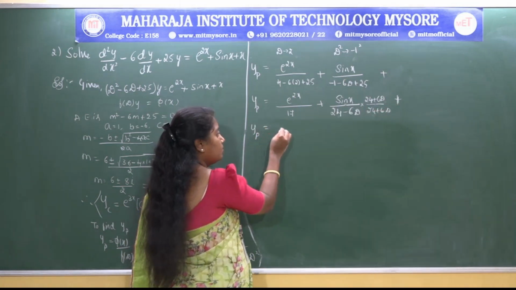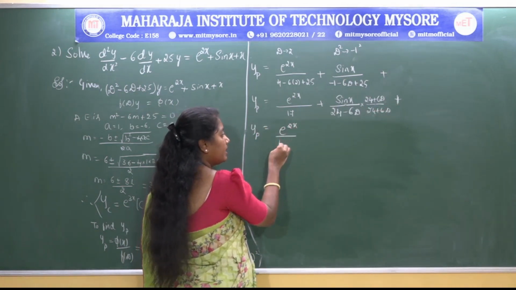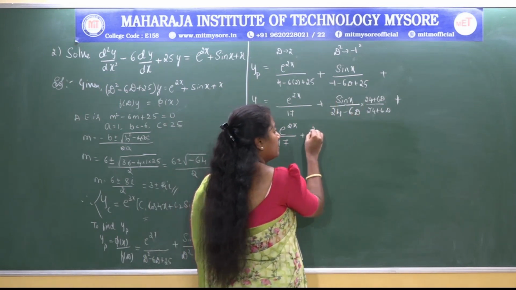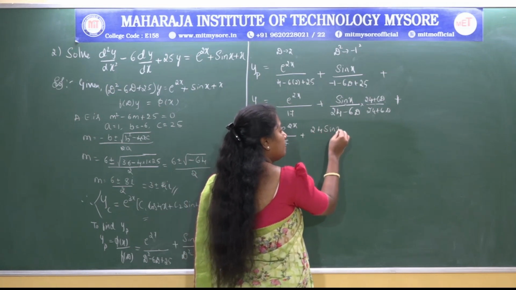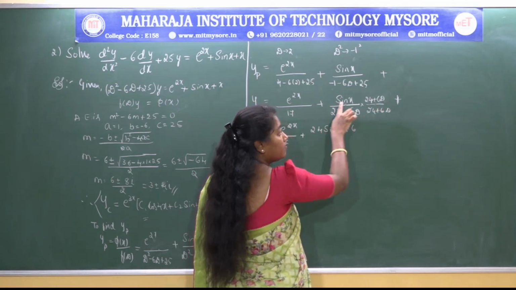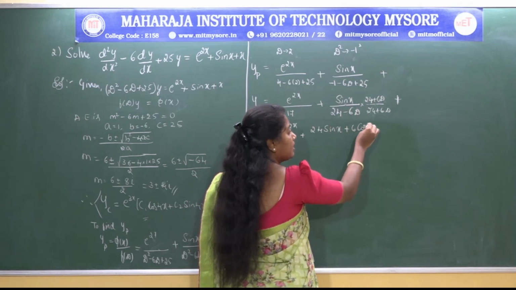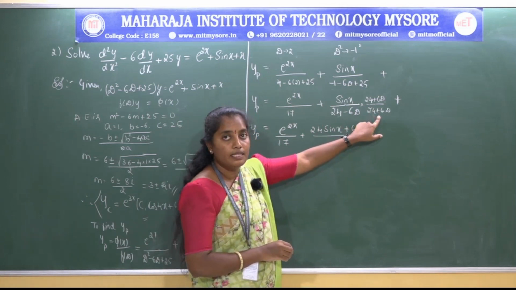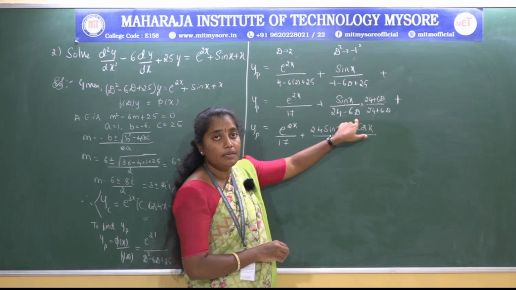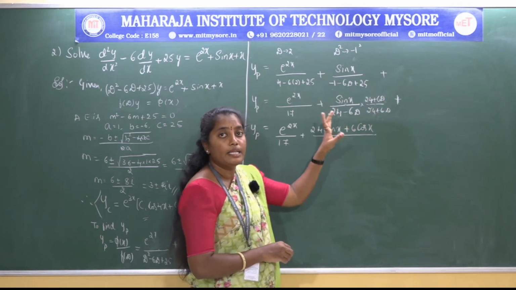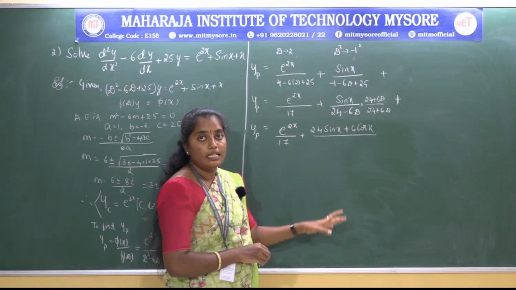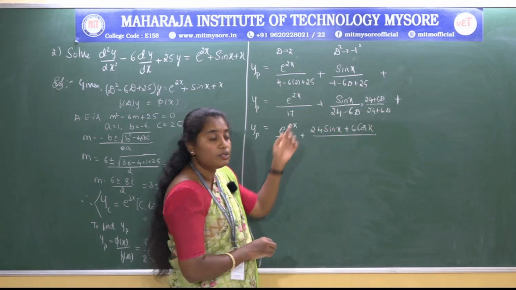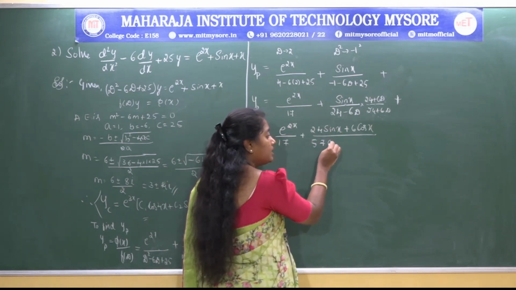yp is equal to e power of 2x divided by 17. On multiplying by its conjugate and simplifying, we get 24 into sin x plus 6 into d of sin x, where the value of d of sin x is cos x, divided by 24 minus 6d into 24 plus 6d, that is in the form of a minus b into a plus b. The value of a minus b into a plus b is a square minus b square, where the value of a is 24, and the value of 24 whole square is 576.